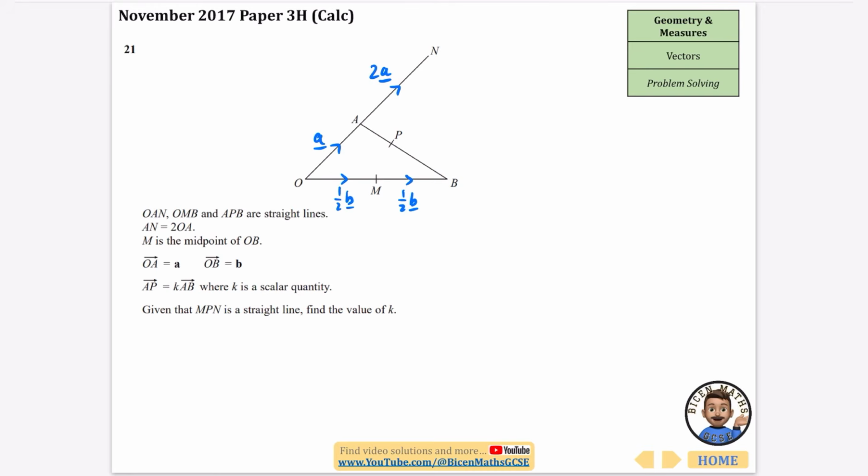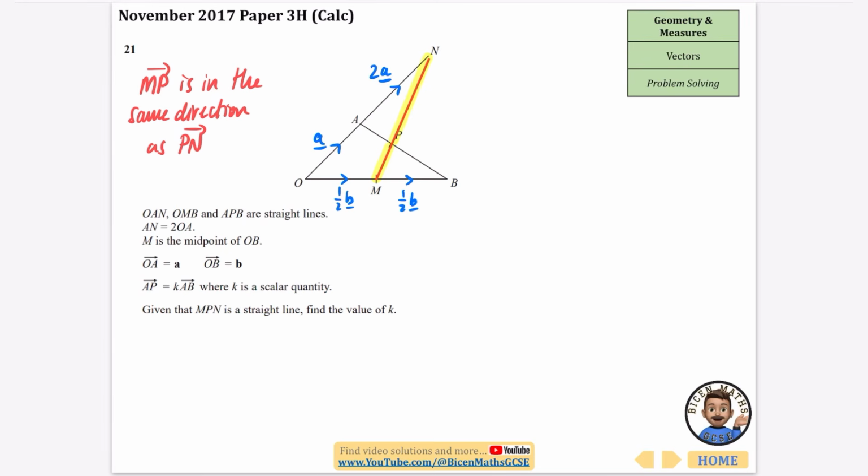It then says, given that MPN is a straight line, find the value of K. So because it's a straight line, I know that this vector between M and P and this vector between P and N are going to be in the same direction. They're going to be multiples of each other. So I'm just going to jot that down at the top. I'm going to say that the vector MP is in the same direction as either MN or PN, but I'm going to just go with PN.